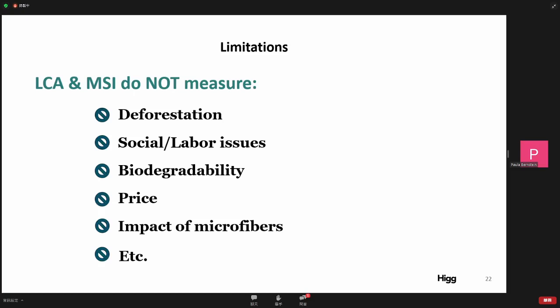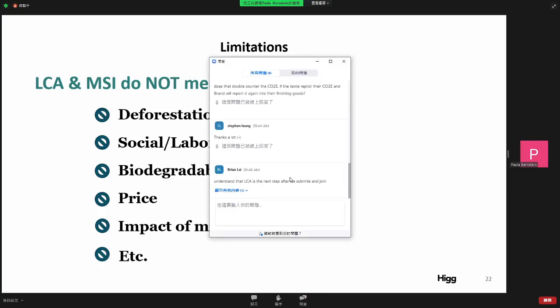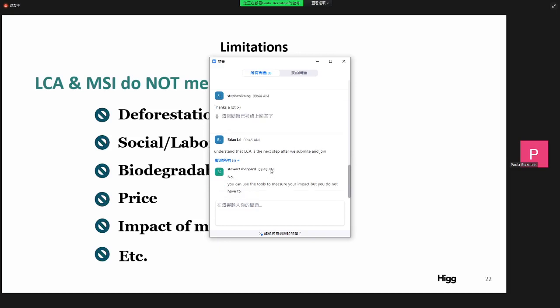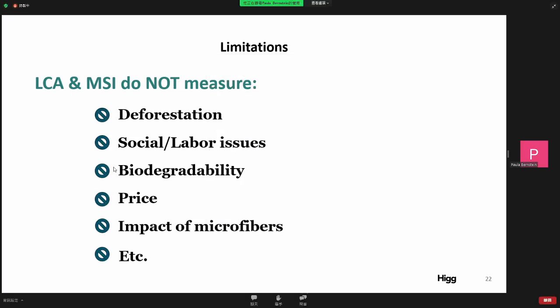So let's start here with the limitations. LCA and MSI do not measure everything, nor should they, and we do not expect them to. So MSI measures the 5 impact areas that we've talked about only, and it doesn't measure anything else. This is a criticism that we get sometimes of MSI, saying, oh, but you don't measure deforestation, you don't measure social labor issues, biodegradability, price, microfibers, etc.